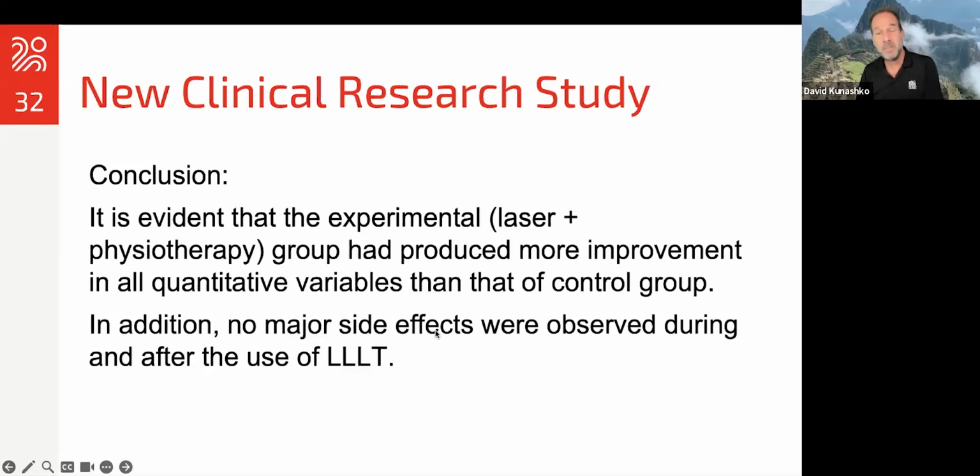So in addition, no major side effects. That's consistent with all photobiomodulation research. No side effects, it's very safe. So if someone is contraindicated for, say, manipulation, you can do laser therapy, right? And still get a pretty good response.